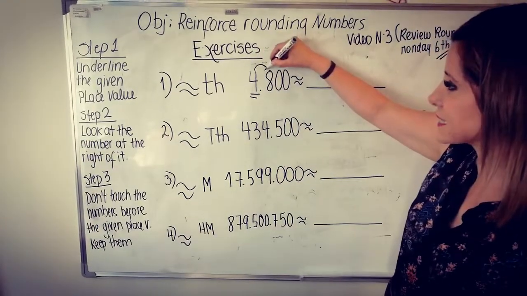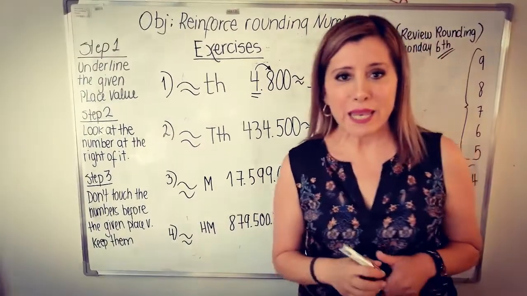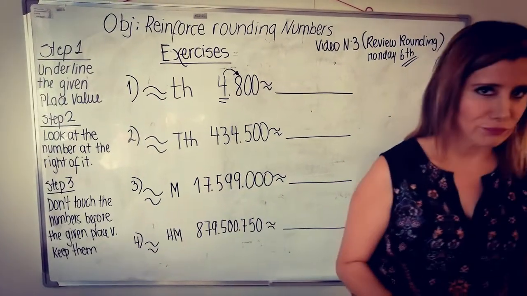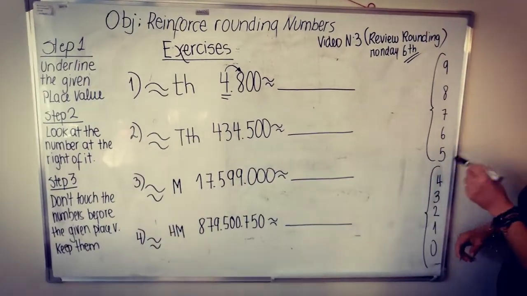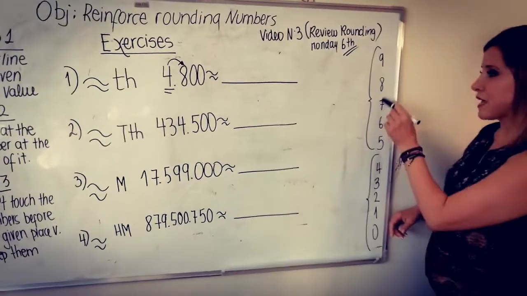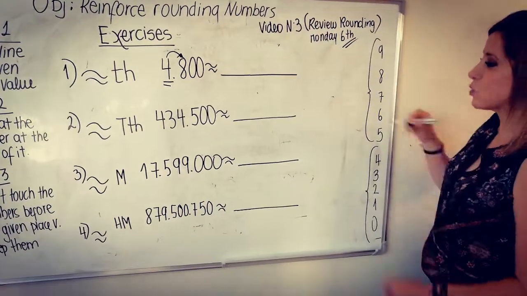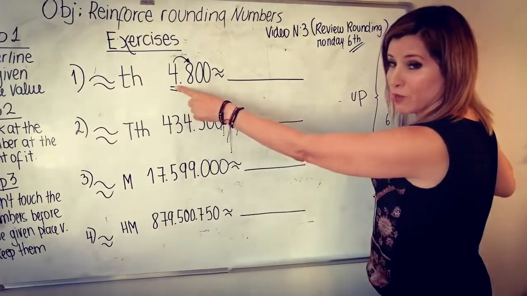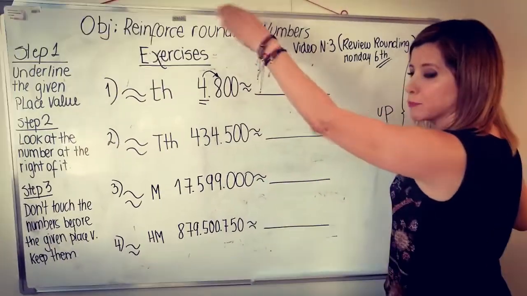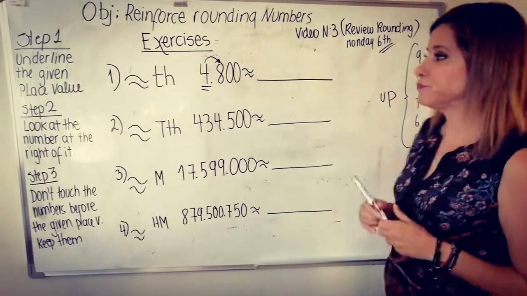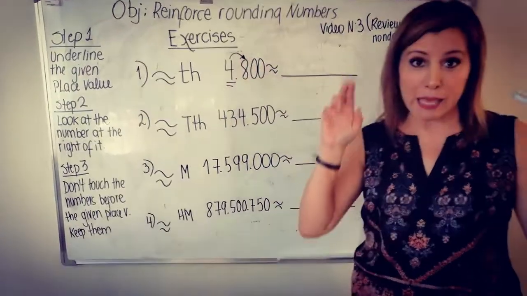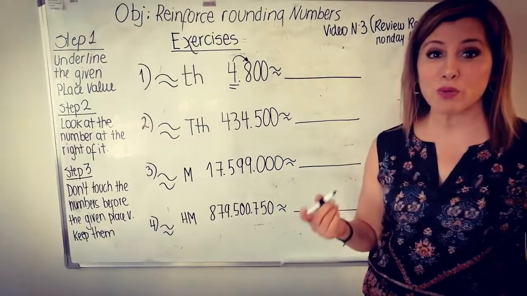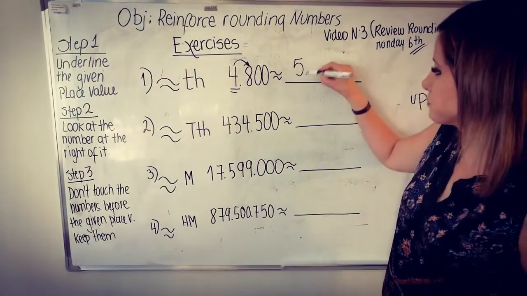In this case, 8. If the neighbor is 8, it belongs to this group: 5, 6, 7, 8, or 9. It means that you have to go up with the rounding. So you don't have to stay with the 4,000, you have to go up to the 5,000. Since the neighbor is very big, it's an 8, you have to go up. So the rounding is 5,000.